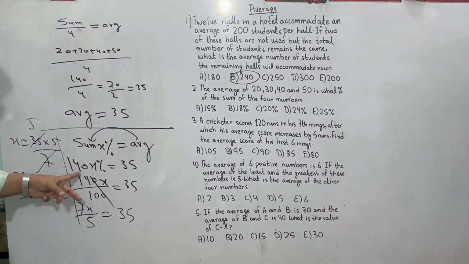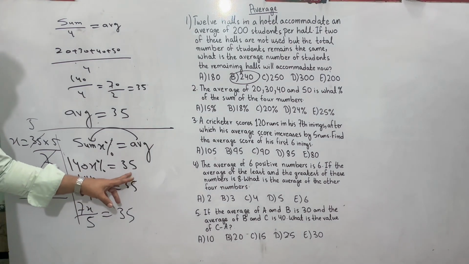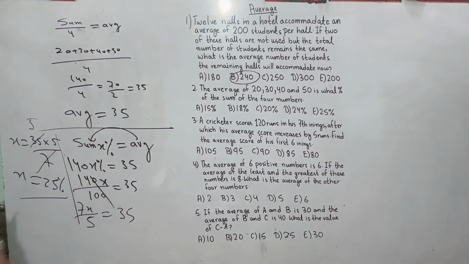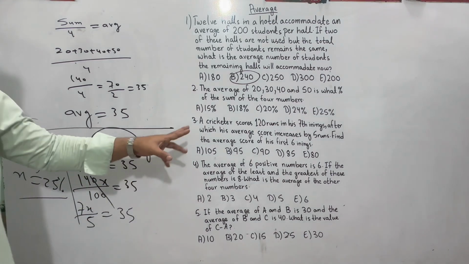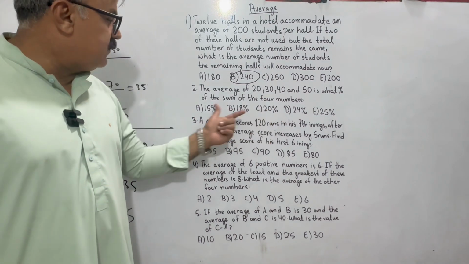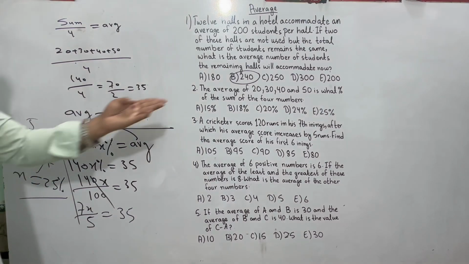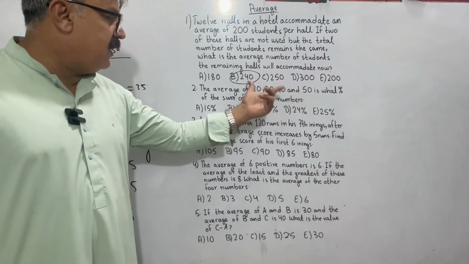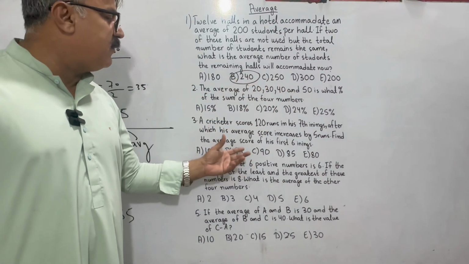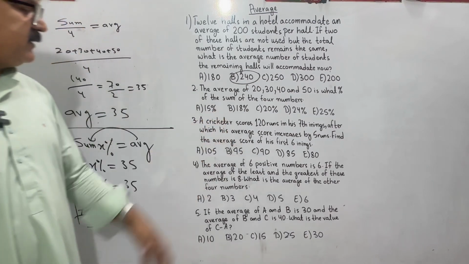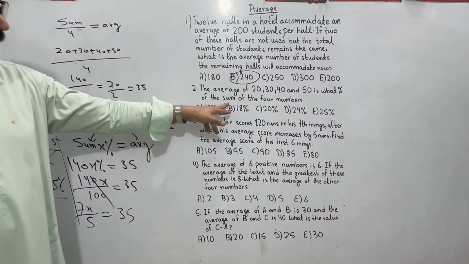25% of the sum of these four numbers is equal to the average of these numbers. Let me open this question again. The average of 20, 30, 40 and 50 is what percent of the sum of the four numbers? Initially we have calculated the average: 20 plus 30 plus 40 plus 50, four numbers, divided by 4. 140 divided by 4, 35 is the answer. Then the sum of the numbers is 140.